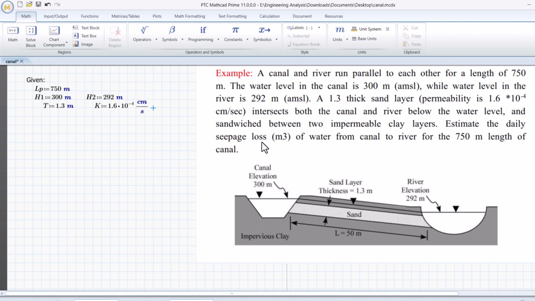Estimate the daily seepage loss. The request, for example, is finding Q in meter cube per day.